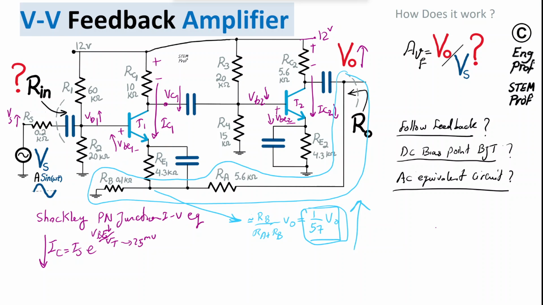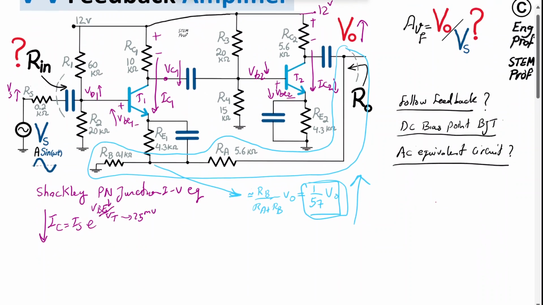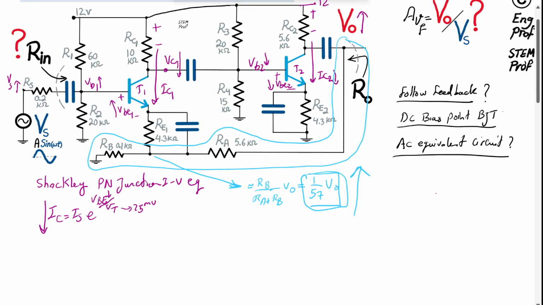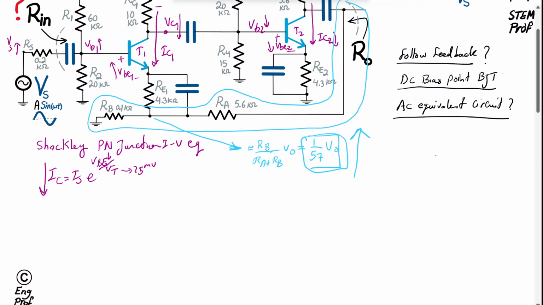Okay, now that we understand that, let's move on to DC bias analysis quickly for these transistors so that I can find the operating point and then the AC parameters that I need for the AC analysis. So let's start with transistor, so I'm going to start with T1. So BJT T1, this transistor here. DC bias analysis.